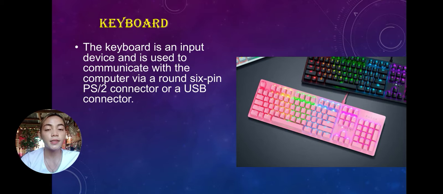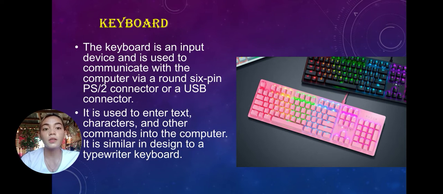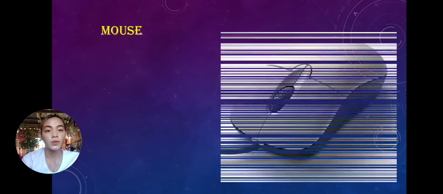So keyboard is an input device and is used to communicate with the computer via a 6-pin PS2 connector or a USB connector. Then it is used to enter text, characters, and other commands into the computer. So it is similar in design to a typewriter keyboard. And the last one is the mouse.